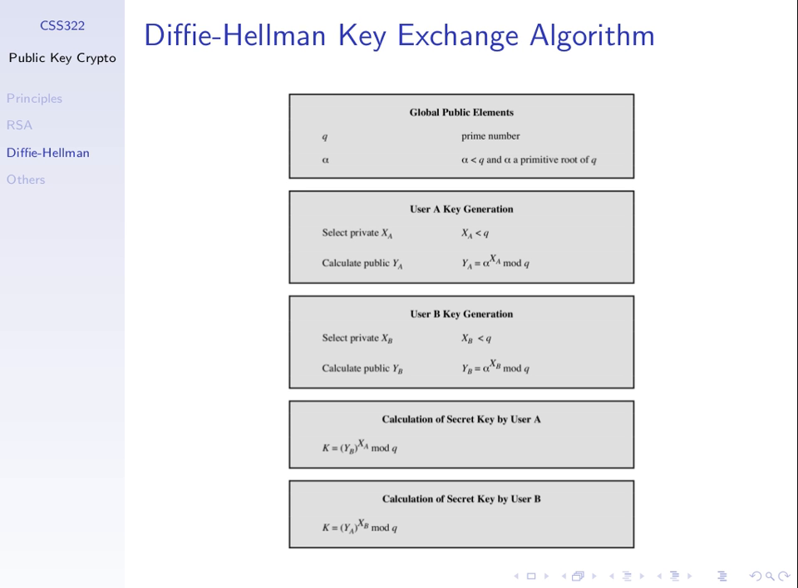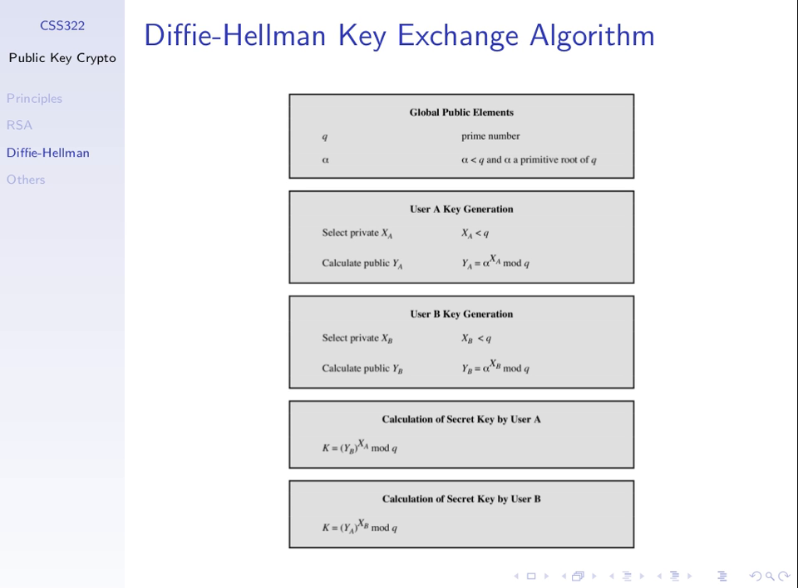So let's expand that. What is YA? Well, if we substitute for YA in here, KB equals, instead of YA, alpha to the power of XA mod Q, all to the power of XB, all mod Q. So all I've done is taken the equation for K at B's side and substituted in for YA, alpha to the XA mod Q.